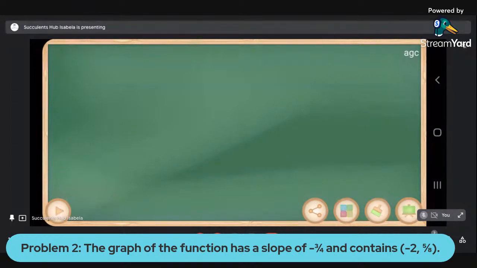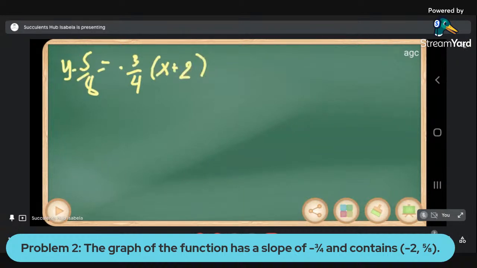Okay, so let's try to solve that. Let's use the form: y minus 5 over 8 is equal to our slope, which is negative 3/4, times x plus 2, because our given is negative 2, so negative times negative will give you plus 2. So we can cross multiply now to eliminate the fraction 3/4.